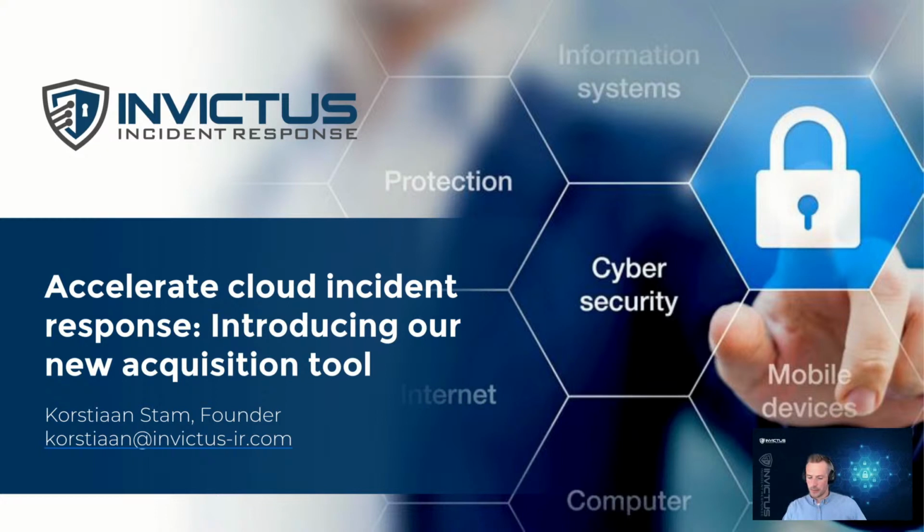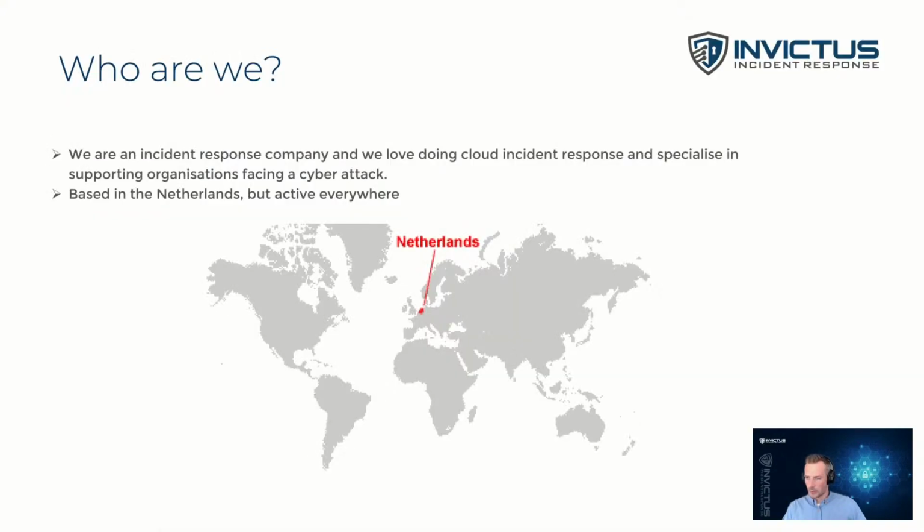My name is Korstian Stam. I own an incident response firm called Invictus Incident Response. We are based in the Netherlands, as you can see, that is this little red thing on the map. We work everywhere though, so we are pretty global in the work that we do. We love incident response, and specifically we love cloud incident response. So whether it's in Microsoft environments or in AWS or Google, doesn't really matter for us. We like to investigate those incidents and help clients resolve their incidents like that.